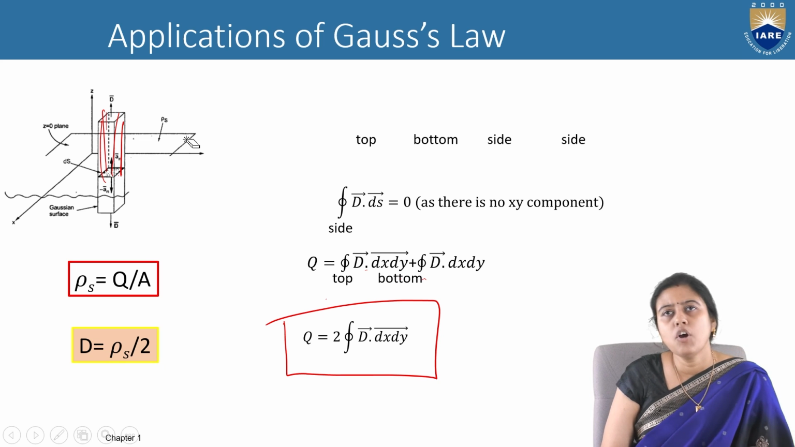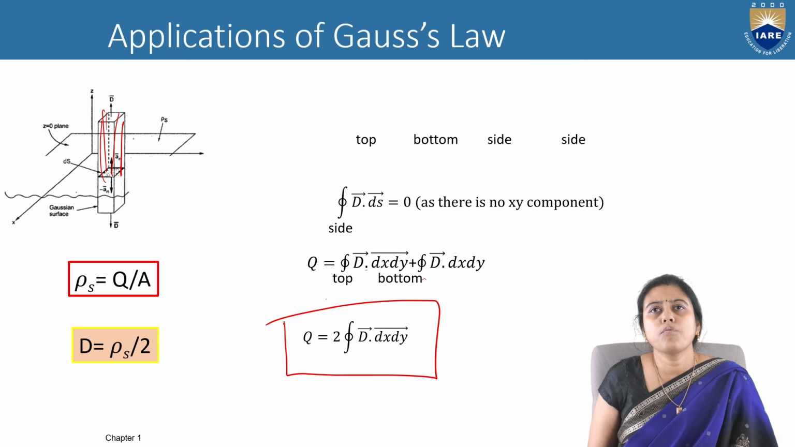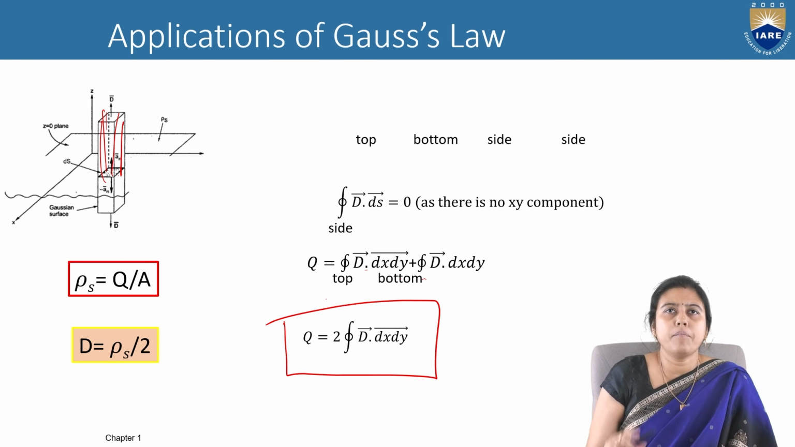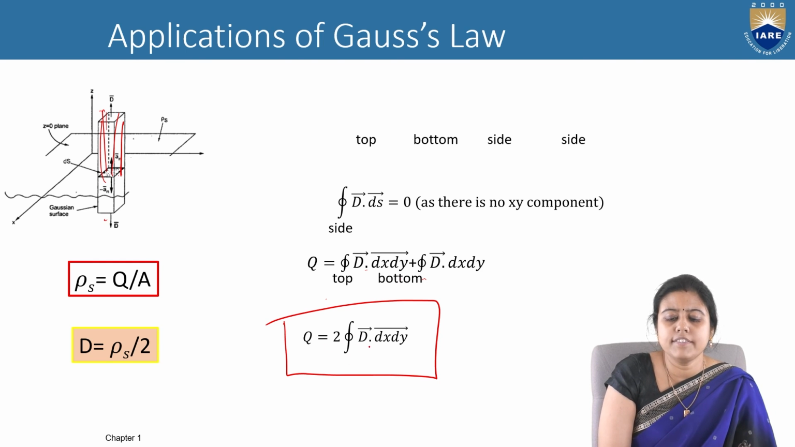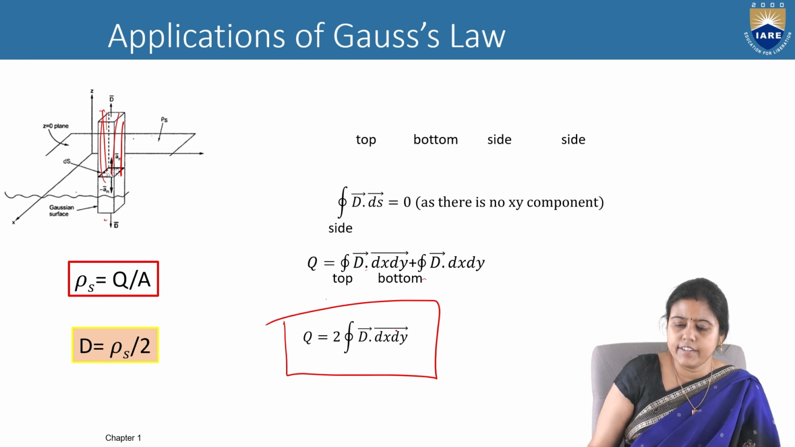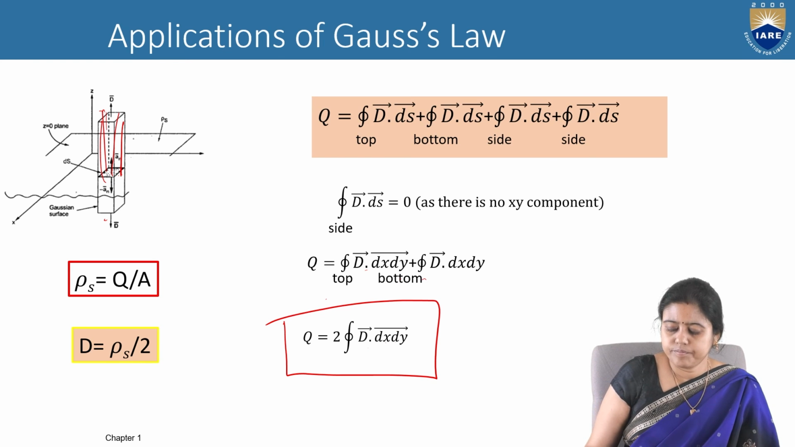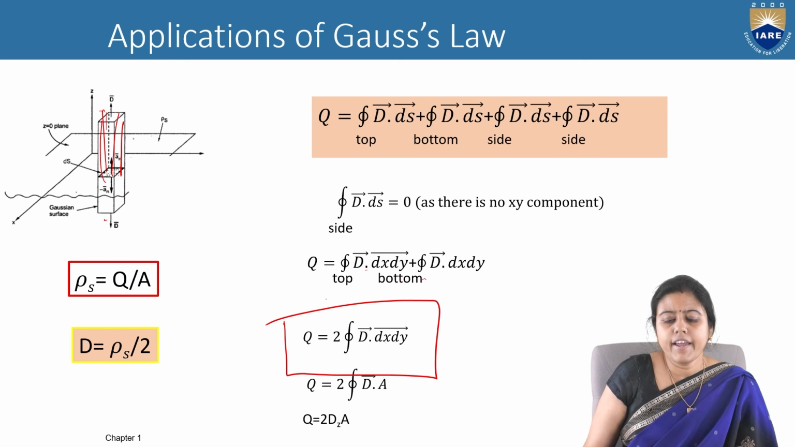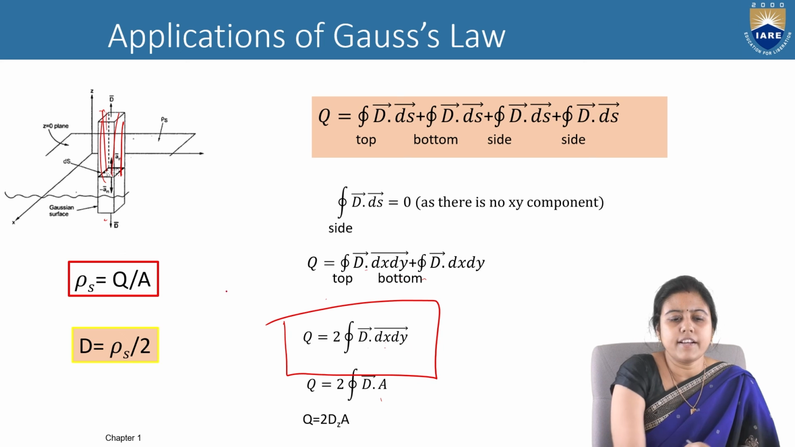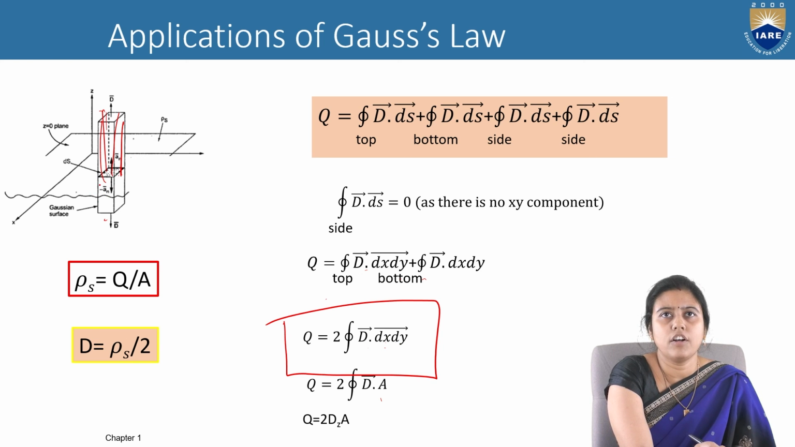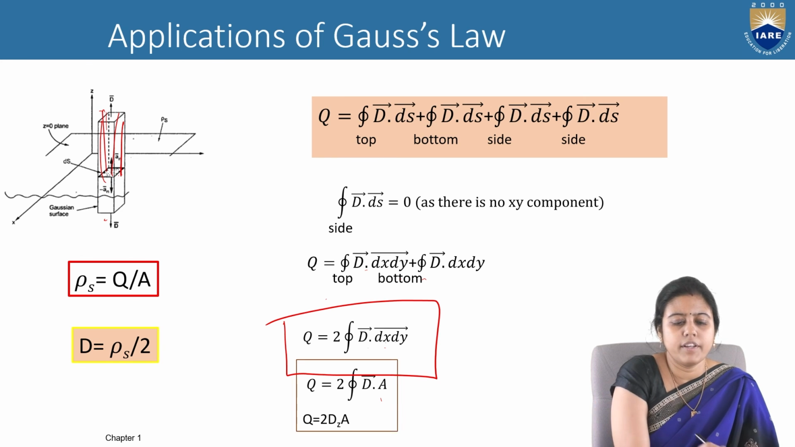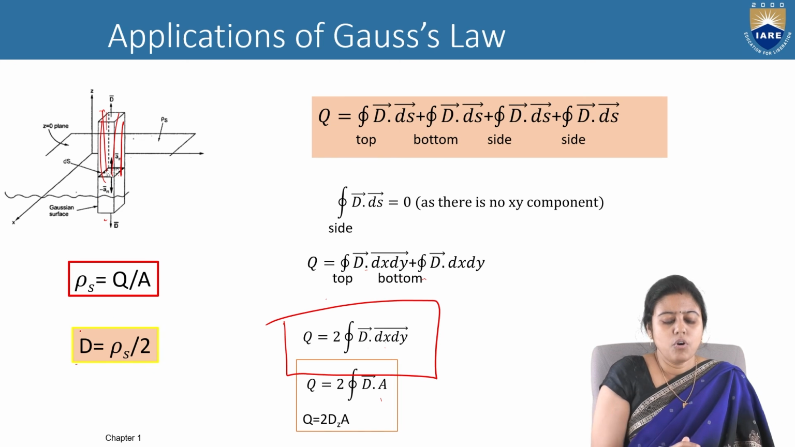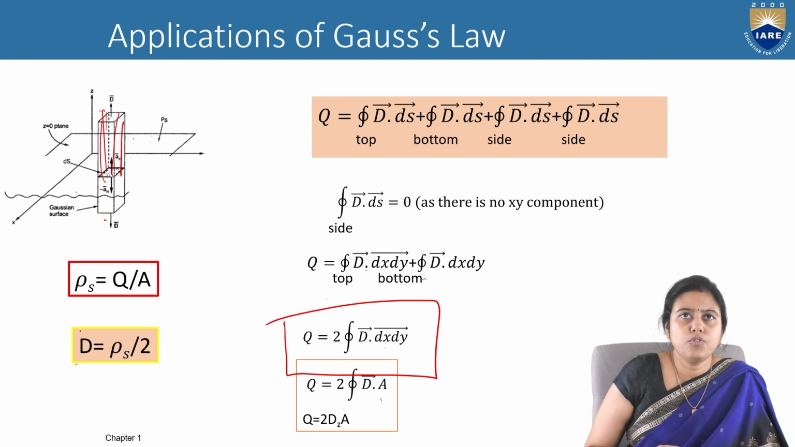So the same thing, we are integrating it and we are getting Q, as top and bottom mean the same surface. So we are calculating 2 times D dot dx dy, and again what is dx dy? It is A, the cross-sectional area, and if we put the value we will get D is equal to ρ_s by 2.